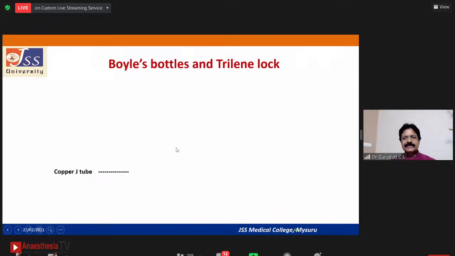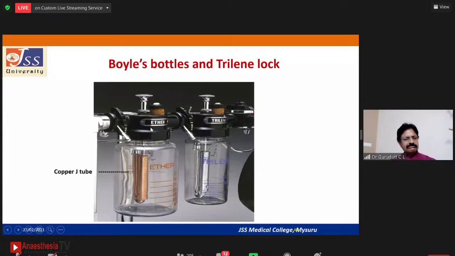Coming to the back bar, I'm showing you the picture of an older machine, where the back bar has the Boyle's bottles. So you have the ether and trilene bottles. Why am I showing you this? Sometimes you may be asked in the exam about this trilene lock. So what is this trilene lock?